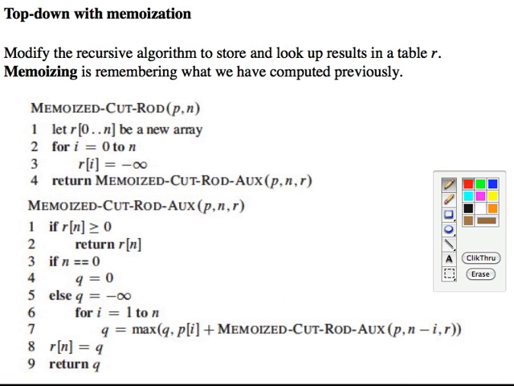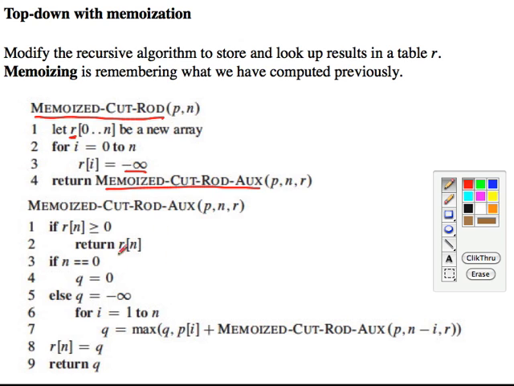One approach is to take the recursive algorithm and just add what's called memoizing to it. Memoizing is where you store results as you compute them, and then you look them up later on to see if you've already stored them. The entry procedure, memoized cut rod, is basically just a setup. You have an array of the revenue for each size, and you initialize them all to the smallest possible value. And then memoized cut rod aux is going to do the actual work.